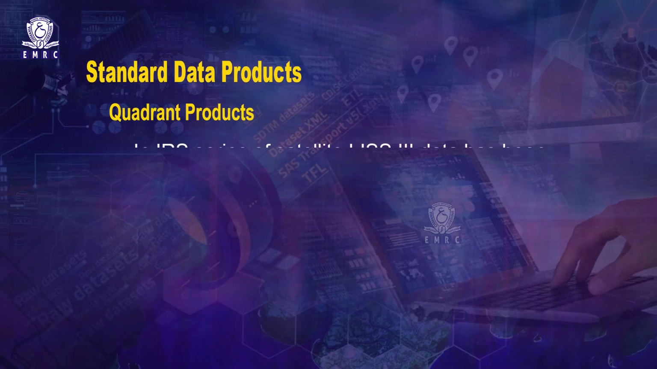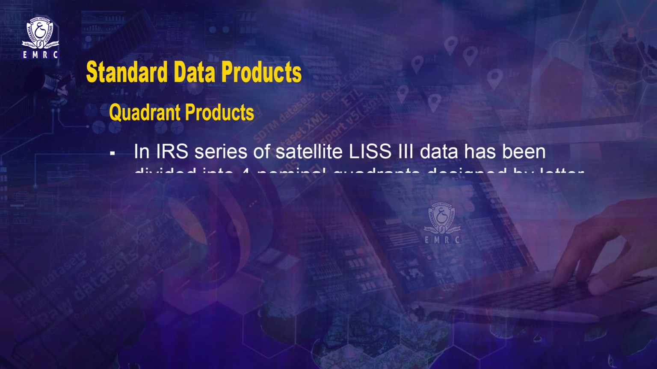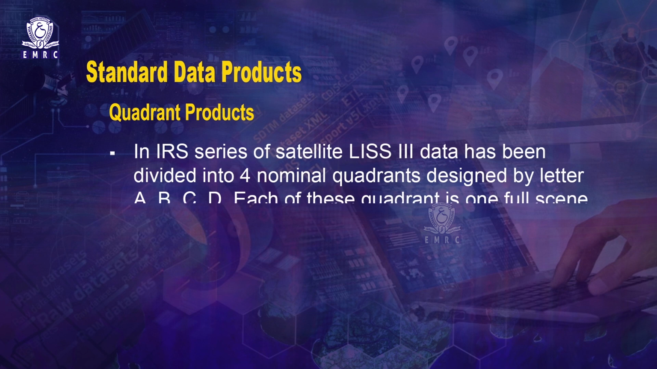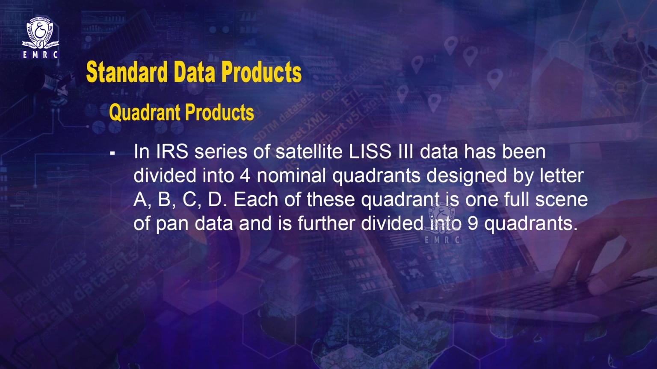Quadrant products. In the IRS series of satellite LISS 3, data has been divided into 4 nominal quadrants designated by letters A, B, C, D. Each of these quadrants is one full scene of pan data and is further divided into 9 quadrants. These are given numbers from 1 to 9, which are nothing but sub-scenes. While placing a request for these products, the user needs to specify the quadrant number in addition to the details specified for the path or row based data.